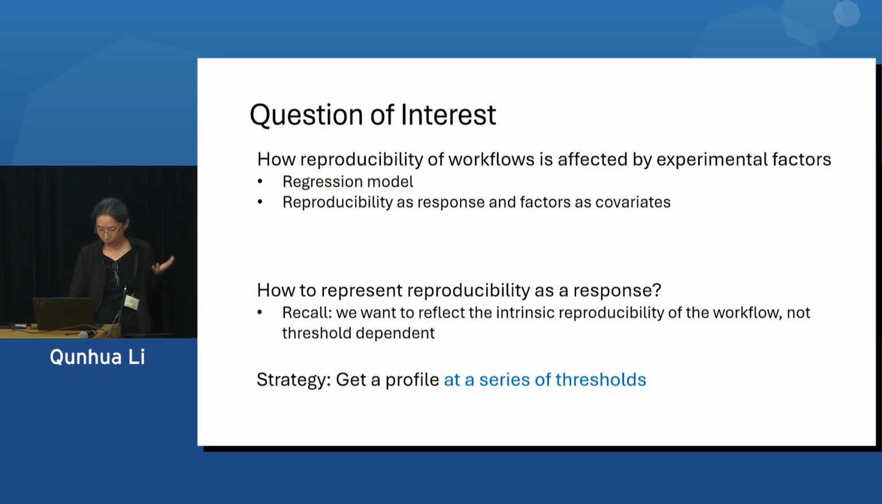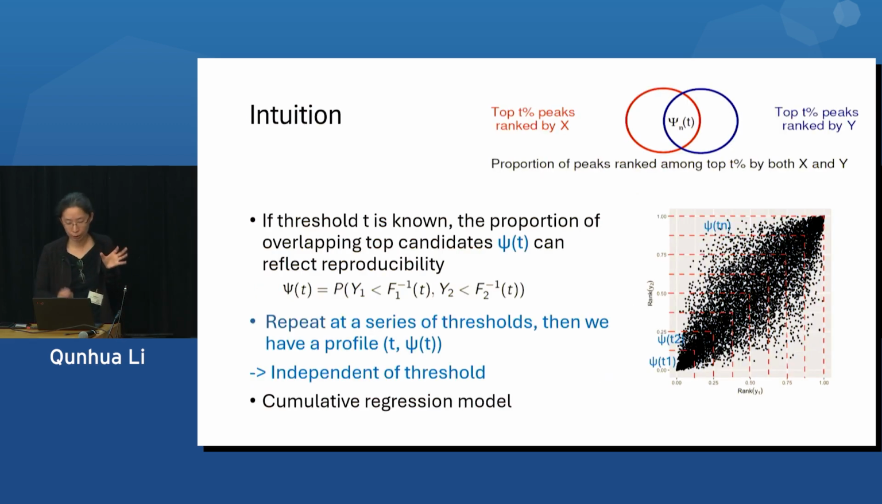Okay, so as I alluded to earlier, when we assess reproducibility, there's an issue about threshold. This threshold can be a confounding factor. So what we want to do is to use a series of thresholds instead of a single threshold to avoid this kind of confounding effect. So then what we did here is we use something like a model in statistics that's called a cumulative regression model.